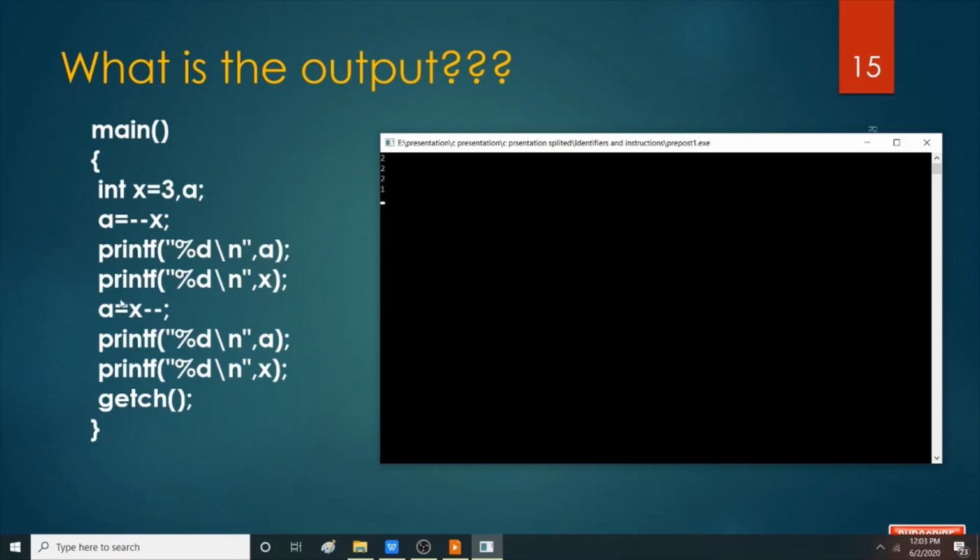Now after that, a equals x minus minus. Which operator has higher priority here? Because it is post-decrement, first the equal to works. Equal to has higher priority. So first the value of x will be stored to a, then x will be decremented. The value of a is also 2. Then x is decremented, so when I print the value of x, it becomes 1.